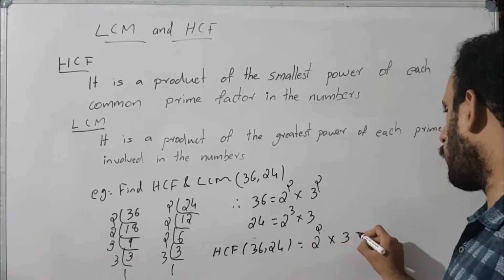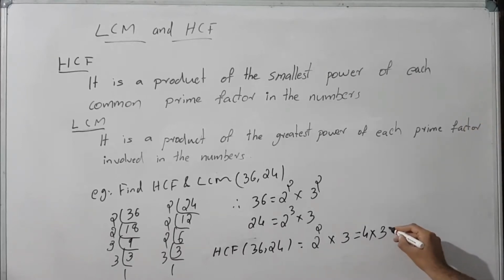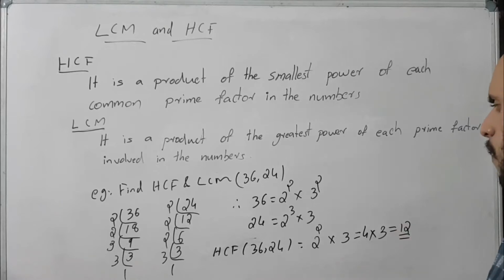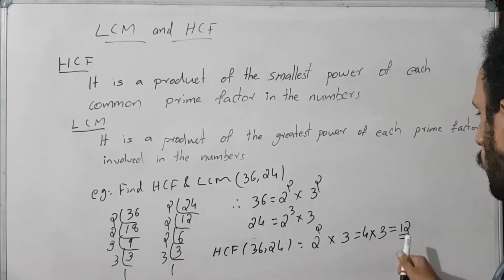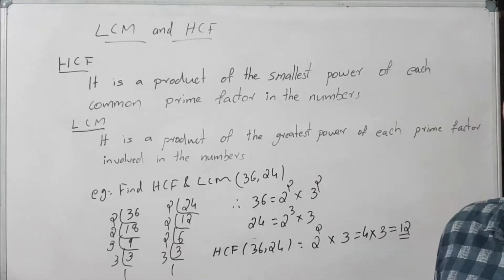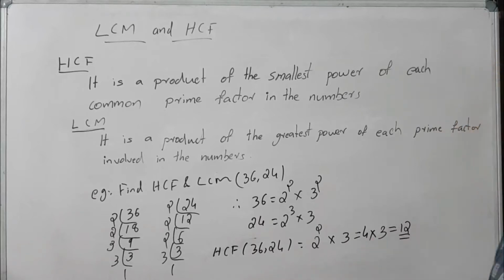What is 2 raised to 2? That is 4 into 3. Correct? 4 into 3 is equal to 12. Then what is the HCF of 36 and 24? The HCF of 36 and 24 is 12. That is 12. Correct? The HCF of 36 and 24 is 12.